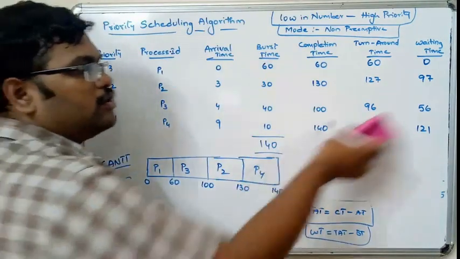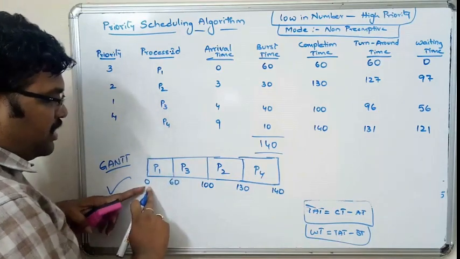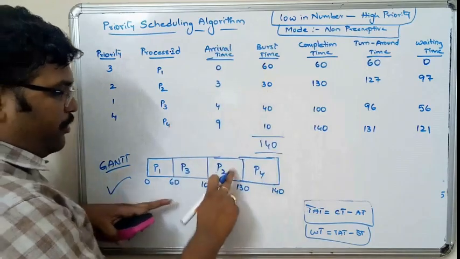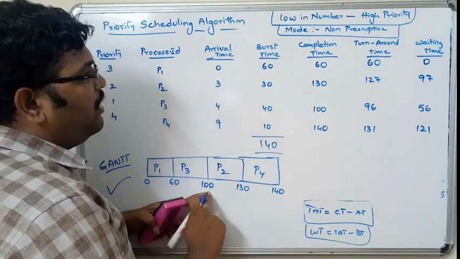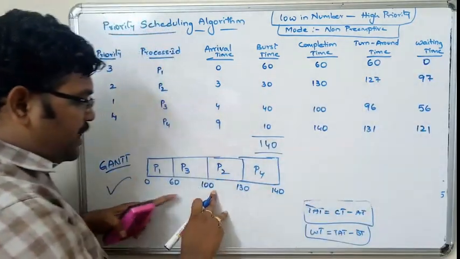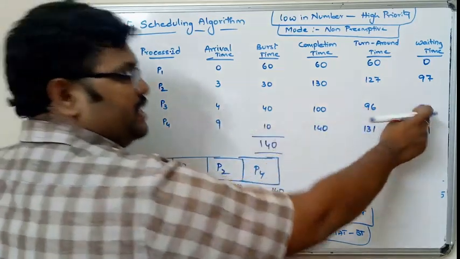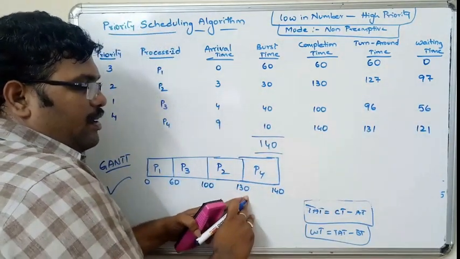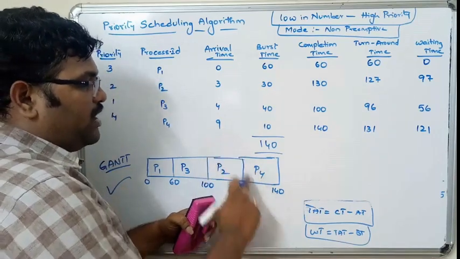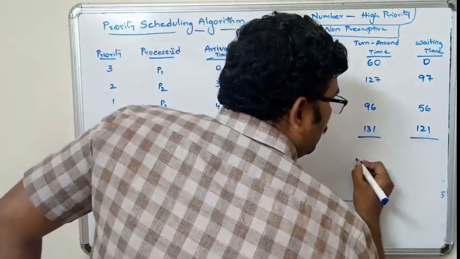We can observe here that using the Gantt chart also we can find out the waiting time. P1 is allocated to the CPU at 0, arrived at 0, so 0. Next P2 is allocated to the CPU at 100, arrived at 3, so 100 minus 3 is 97. P3 is allocated to the CPU at 60 and arrived at 4, 60 minus 4, 56. P4 is allocated to the CPU at 130 and arrived at 9, so 130 minus 9, 121. So this is the correct one.